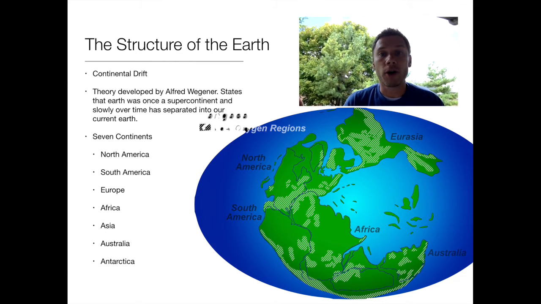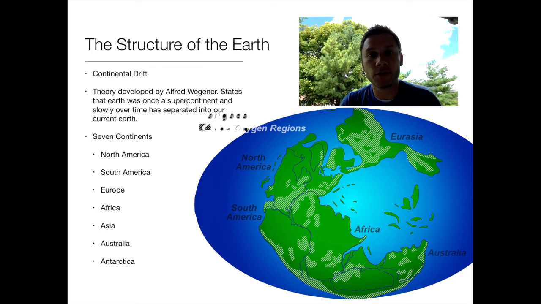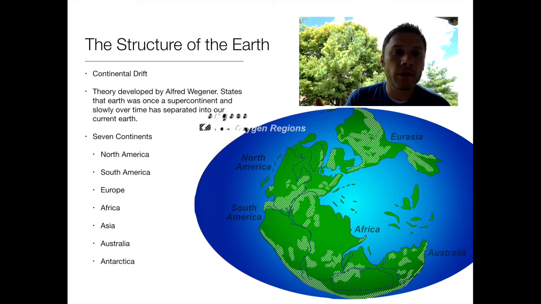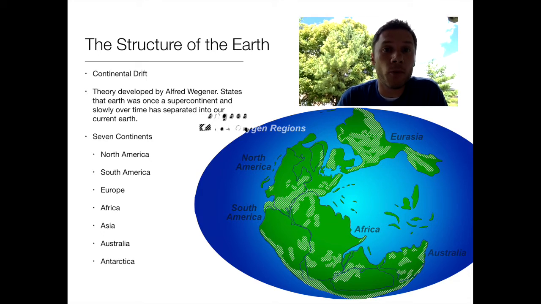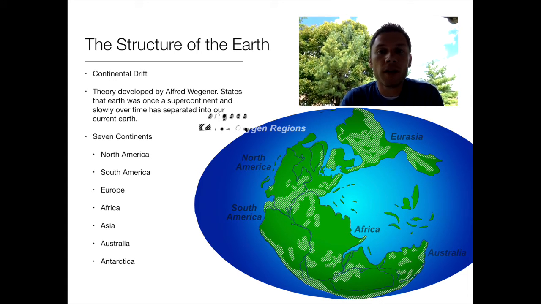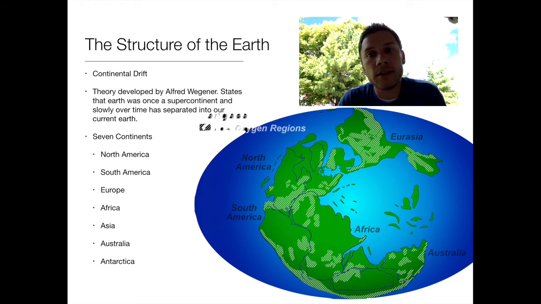Looking at the structure of our Earth, there is a theory about how our continents came to be. It's called the continental drift theory. There are a couple different theories out there, and we're going to talk about a couple of them when we get to class, but I want you to know this one to start off with. It was developed by Alfred Wegener, and it says that we at one time had one supercontinent, and over the course of time, those continents have separated and have drifted apart.